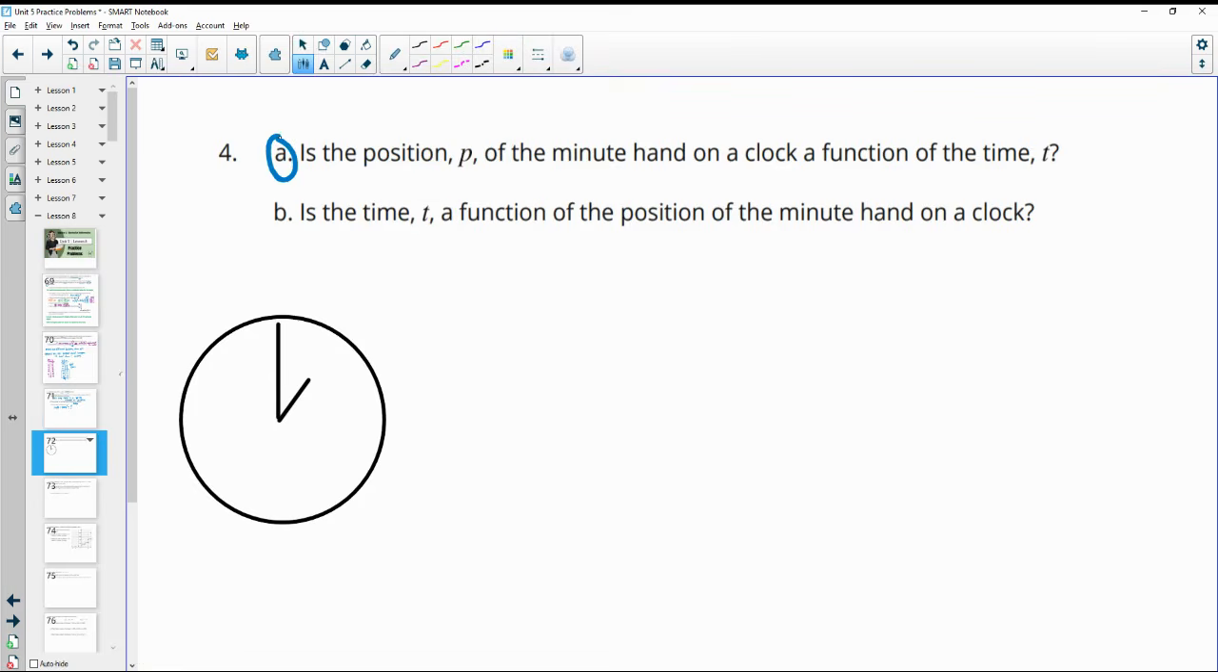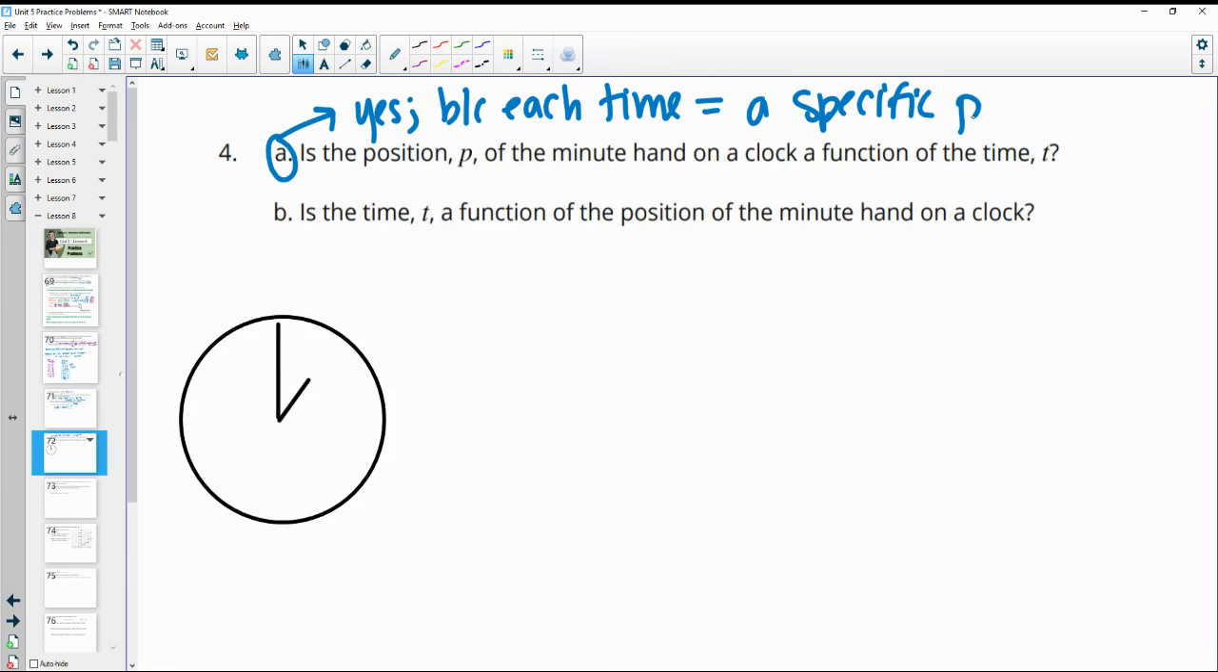Okay, so for part A, it's yes, because each time equals a specific position.